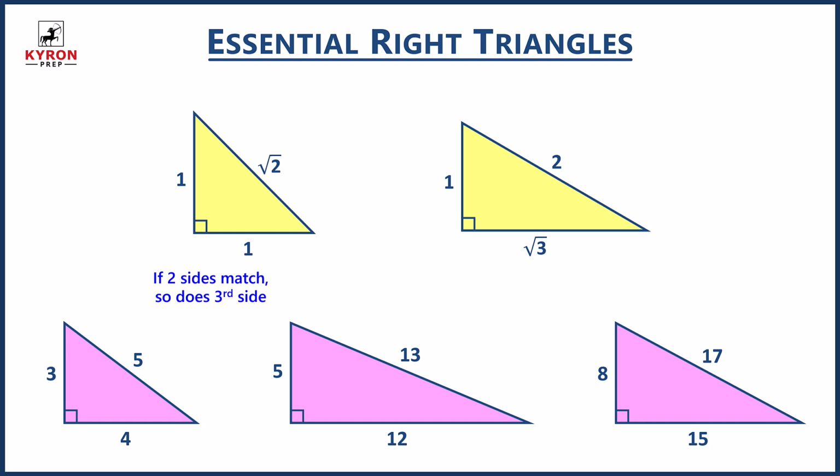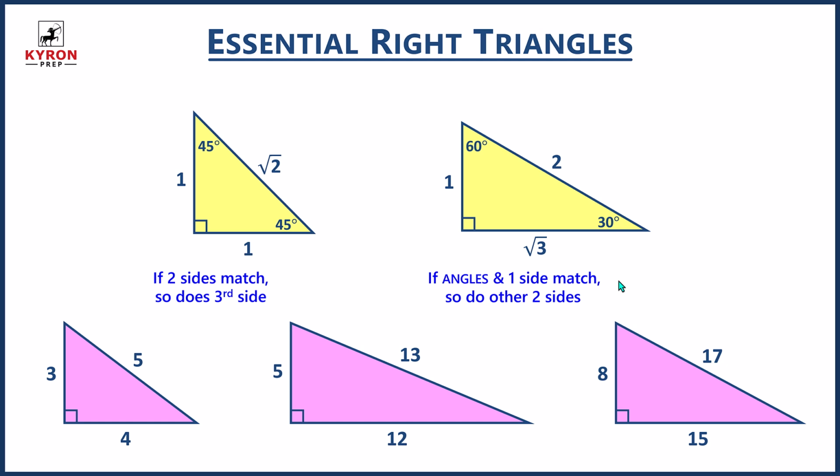You can use this rule with any of the triangles on this page as long as you know their side lengths. For the yellow ones, it also makes sense to know the angles. This one is a 45, 45, 90, and this one is a 30, 60, 90. And if you know these angles, you can make use of a second rule. This one tells us that if a new triangle has all its angles plus one side matching one of these models, then the other two sides will also match.